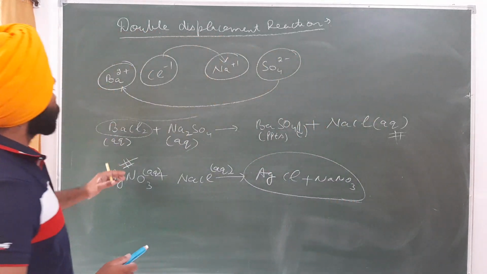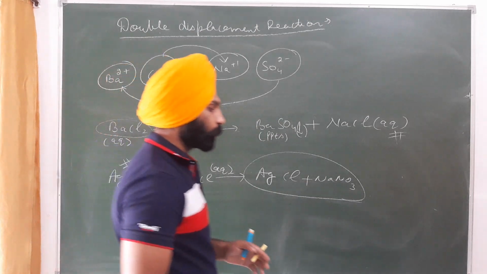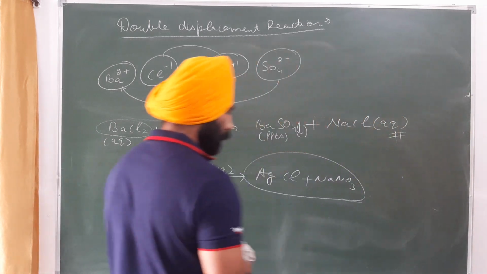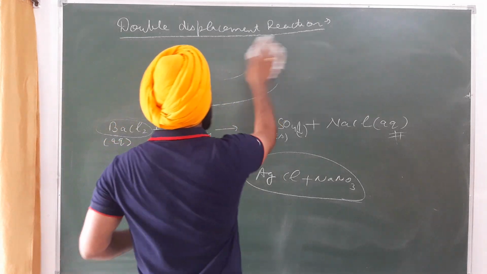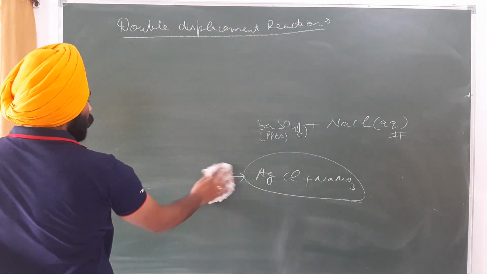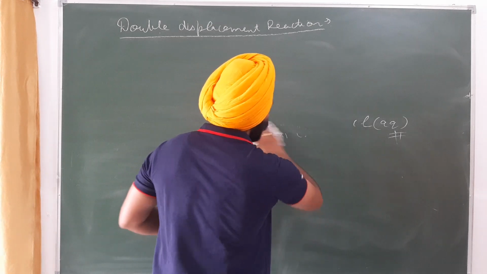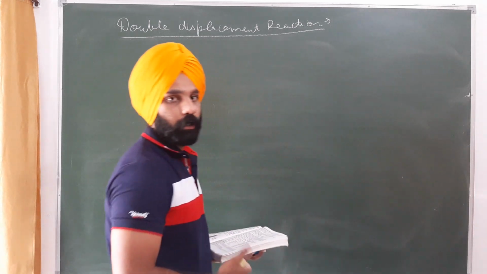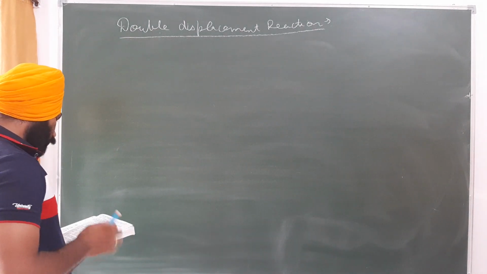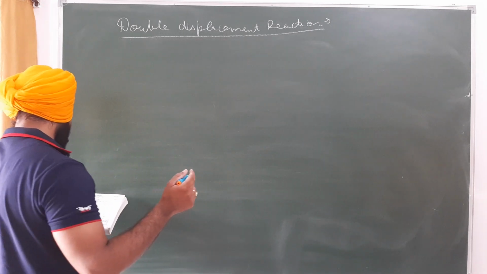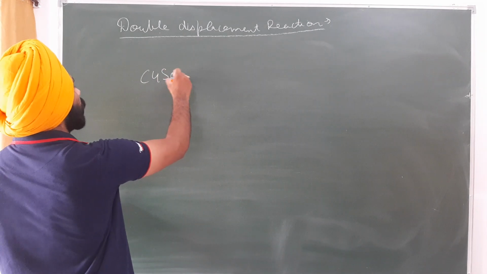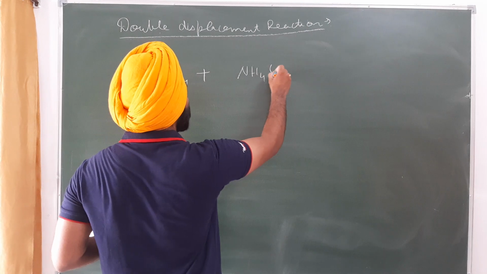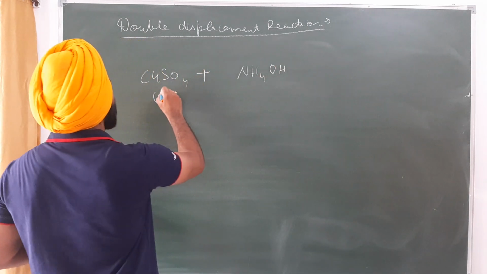So as we have discussed, a number of double displacement reactions so far, now we will move to some other double displacement reactions, and the balancing part is up to you. I will not balance the equation because you are very well known to the balancing part. So some more reactions in double displacement reaction are copper sulfate plus ammonium hydroxide. Both are in aqueous form.